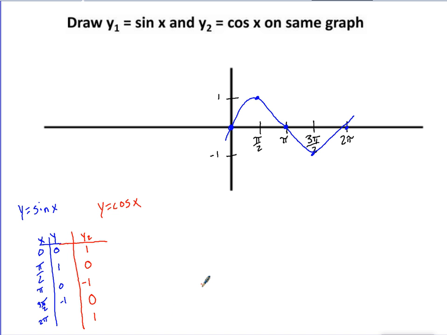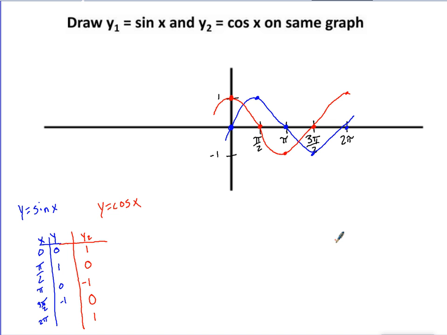Just like with sine, cosine also has a pattern. So I graph 0, 1, pi over 2, 0, pi, negative 1, 3 pi over 2, 0, and 2 pi, 1. So here is a cosine graph. If you'll notice, it looks a lot like a sine graph just shifted over. That is because all of the x and y values on the unit circle are the same, they're just switched. A cosine graph has all of the same values as a sine graph, but it's using the x's instead of the y's.